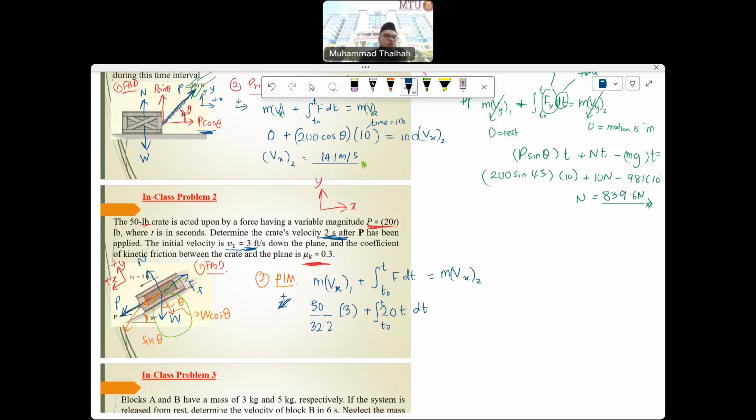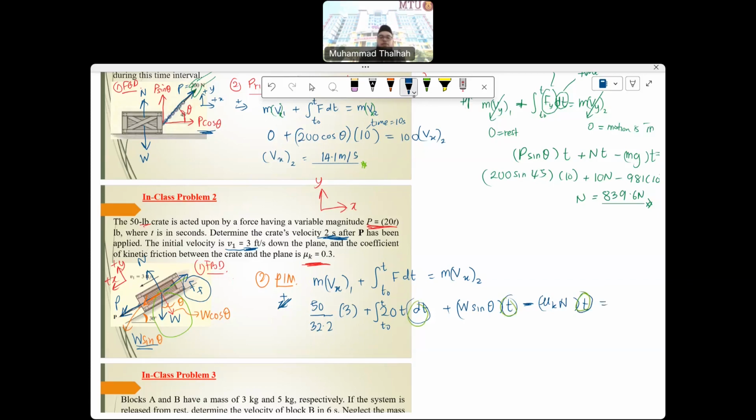We have W sine theta, which is the byproduct of the weight. So it's a constant anyway, so we're not going to integrate it. Rather, we will add it to the impulse, W sine theta times T. What else? We have frictional force, right? Frictional force going in the opposite direction, negative mu sub k times N, and then you would multiply that by time. You see, consistently, every term in the middle here is multiplied by time.